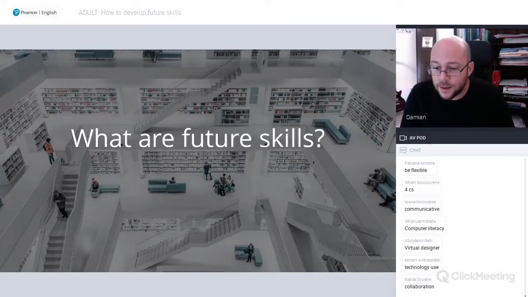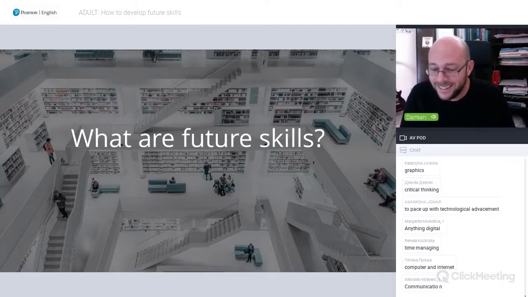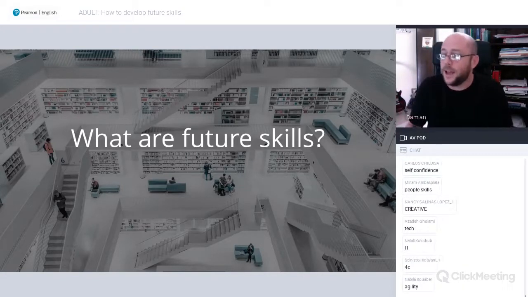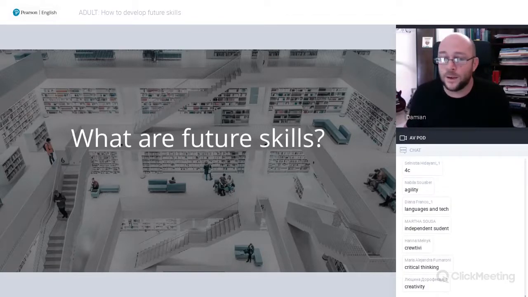Flexible, the 4 C's, yes, virtual design, collaboration, creative, space station manager, brilliant. Technical, anything digital, empathy, internet traffic controller. Okay, brilliant. Well, it seems you're quite knowledgeable about all of these already.